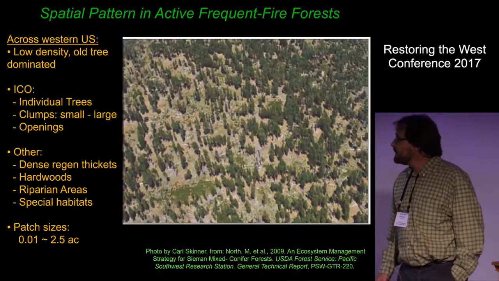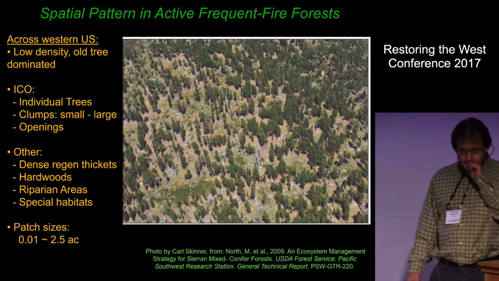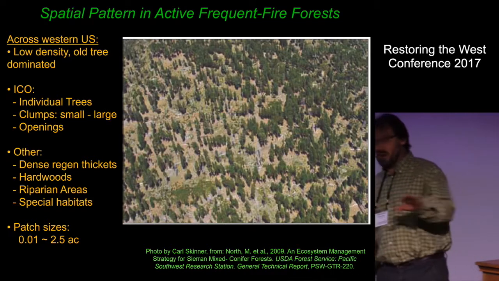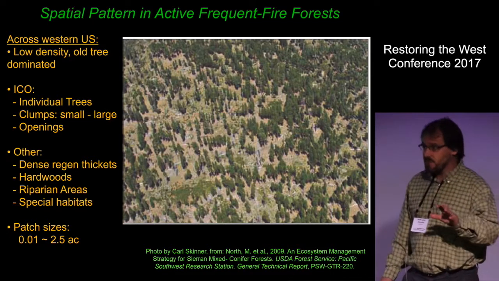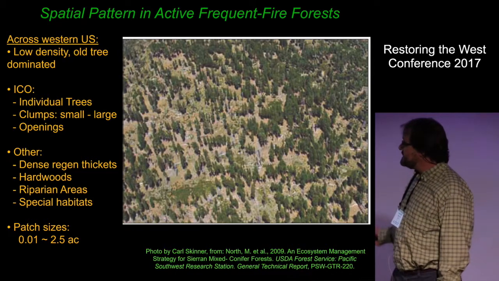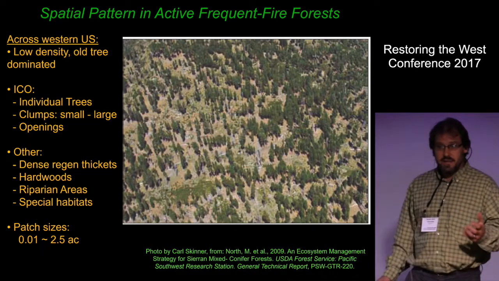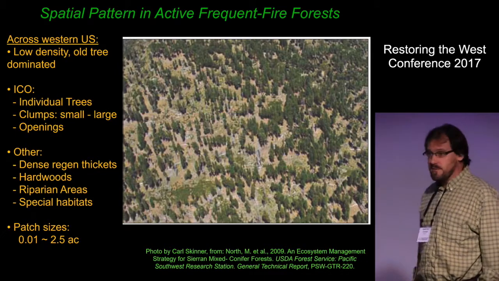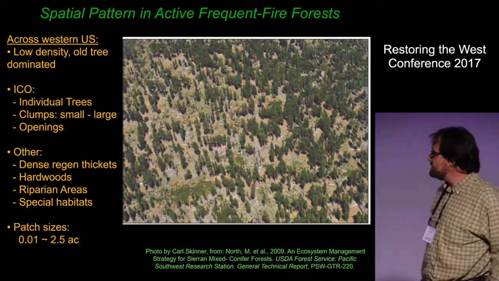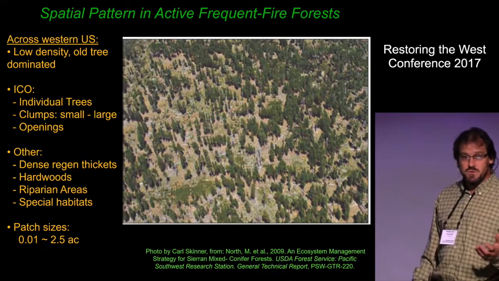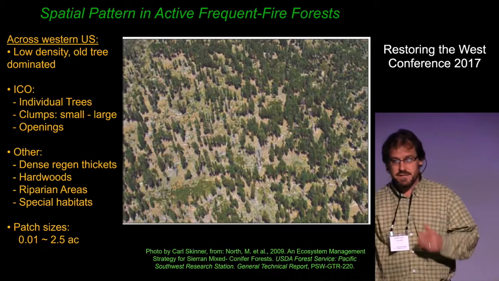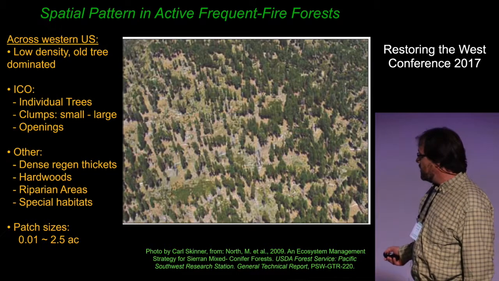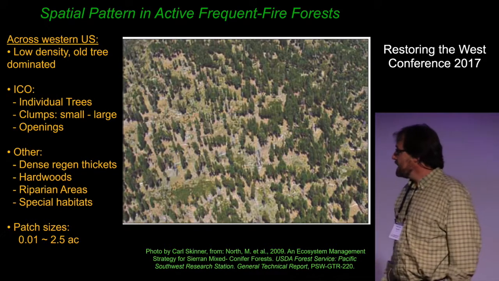That's the argument anyway. So when we look at these frequent fire forests with active fire regimes, and we look all across the world where you have frequent fire, you see this structure and pattern: these low density, really open forests, 20, 30% canopy cover, maybe 40, dominated by large and old trees, fire resistant species, and this pattern of individual trees, clumps of a range of sizes, small clumps to large clumps, and then openings, these networks of openings, linear, sinuous, kind of gappy openings.